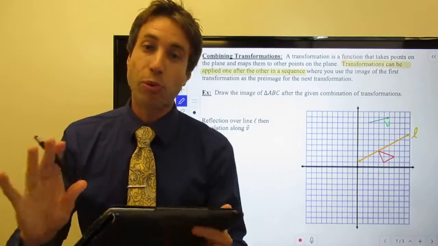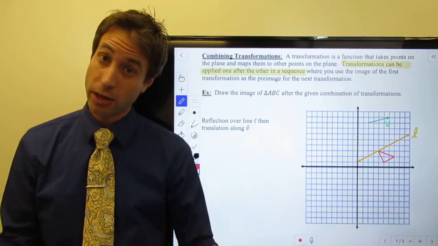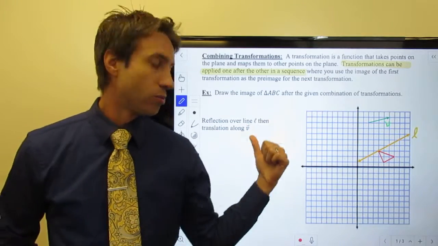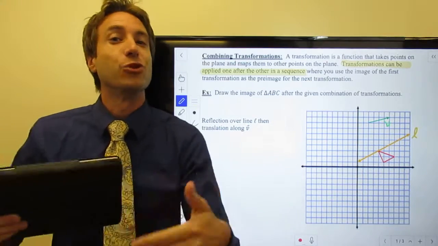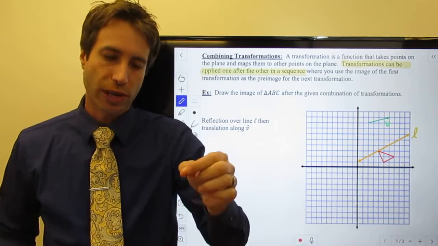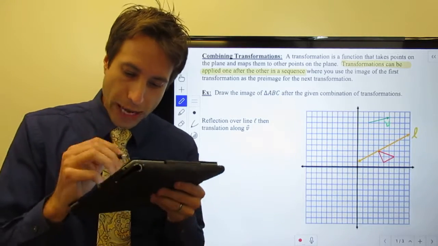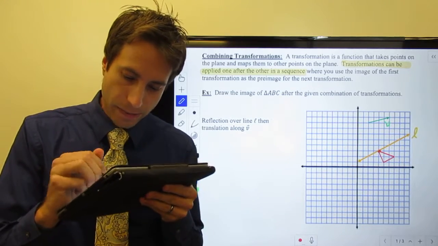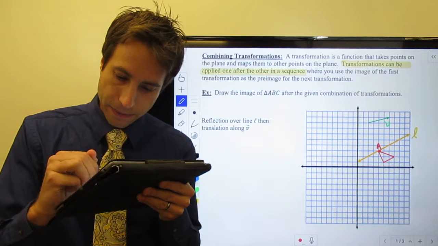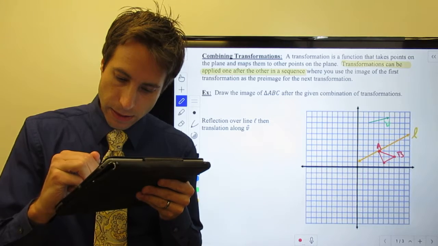All right, let's just jump right into this because I know that you guys know how to do transformations. We've been working on them for a while now. The only difference here is that we're going to do more than one. We'll only do one at a time, but we're going to do a transformation after transformation after transformation in a sequence. Okay, here we go. I'm going to make this one right here. That is going to be my A, B, C.